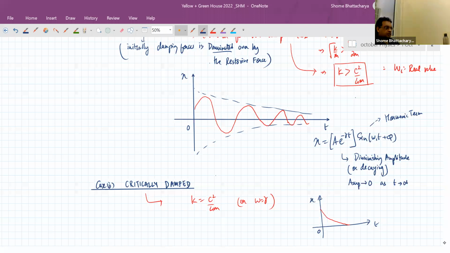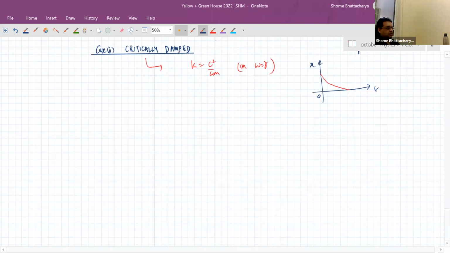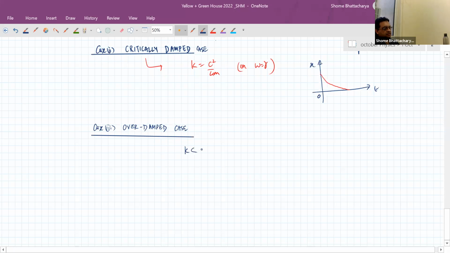Okay, and finally, the third case, which is actually very similar to the critically damped situation, is the one which is called the over damped condition. So in the over damped condition, basically K becomes less than C square by 4m, or omega becomes less than gamma.